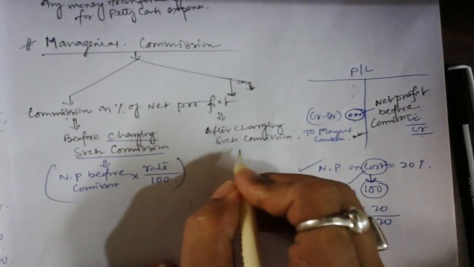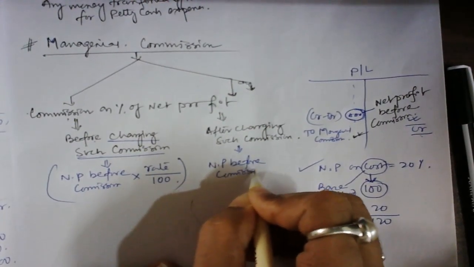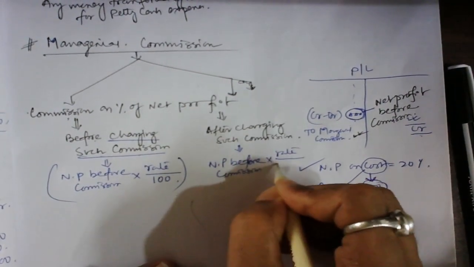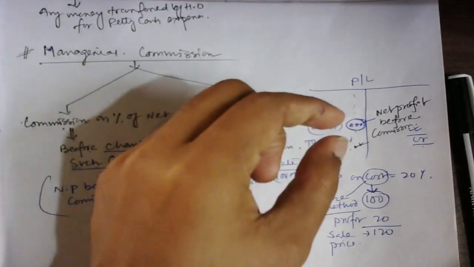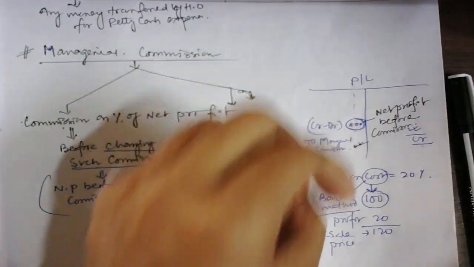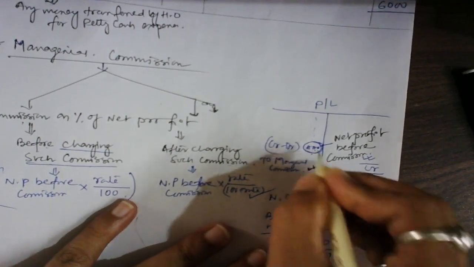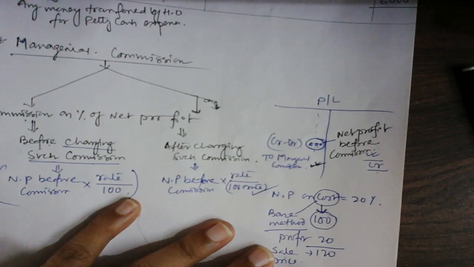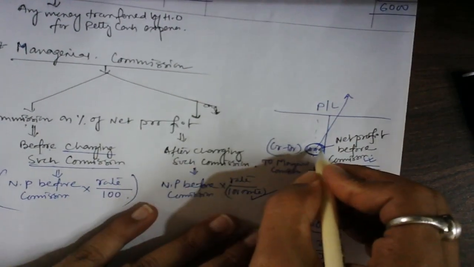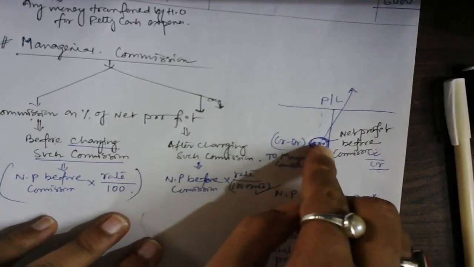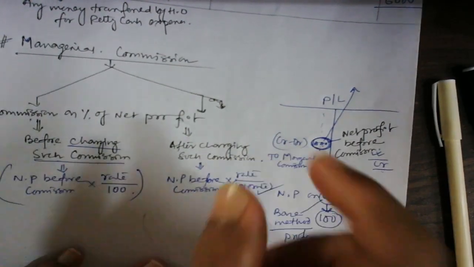And just remember, for after charging it is the same net profit before commission, into rate by 100 plus rate. That is the only difference. When it is after charging such commission, it means the profit that we are going to get is what we need to calculate after charging. It is credit minus debit, and the managerial commission is that point. So whatever this profit is coming, just think it is inclusive of commission. Anything coming here in case of after charging, you need to think that it is nothing but inclusive of the commission. So that is why we take this as inclusive of the commission.